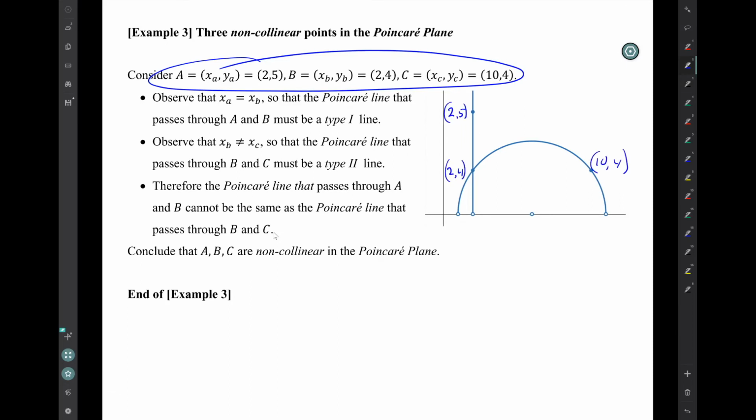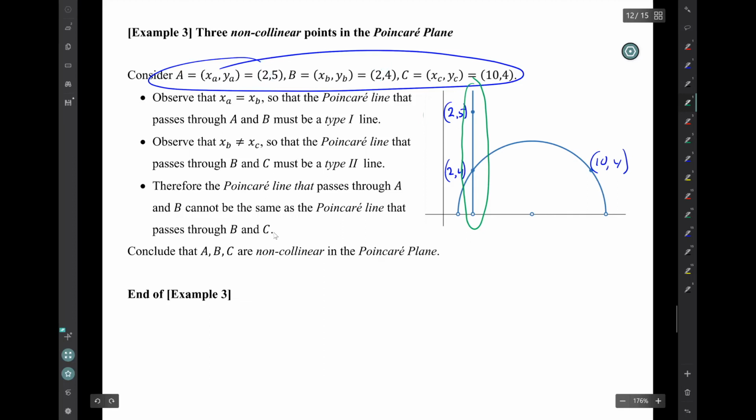So this is actually not drawn to scale. I've either written down these coordinates wrong or I plotted this wrong, but that's okay. The main thing is you can see that points A and B have the same x coordinate. So the line that passes through A and B in the Poincare plane is going to be a type 1 line, this thing that looks vertical.